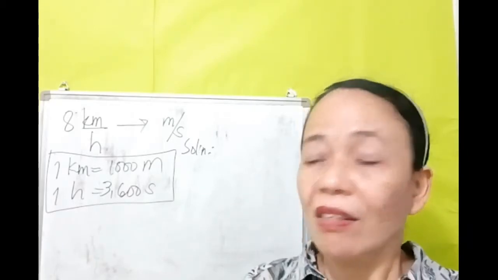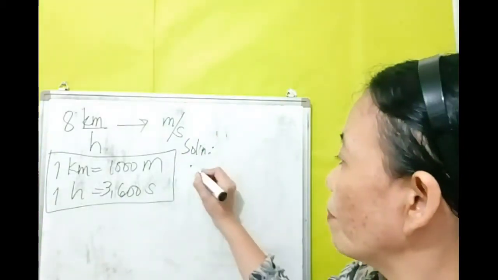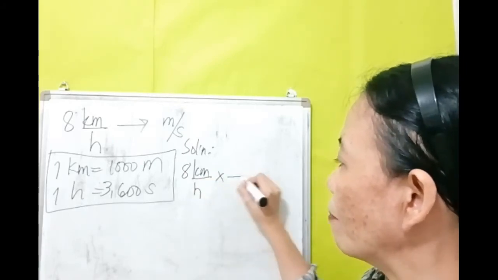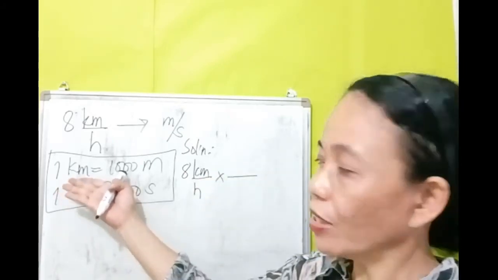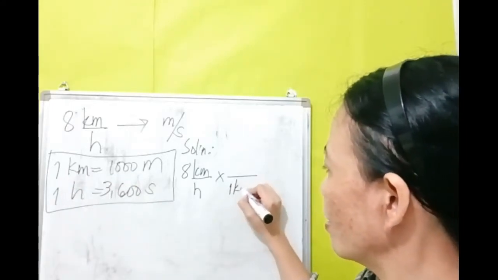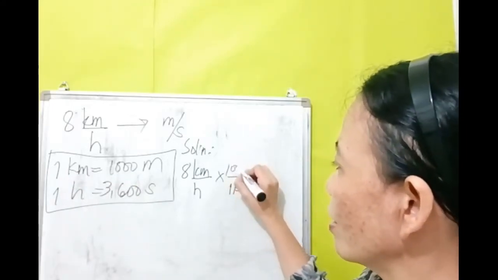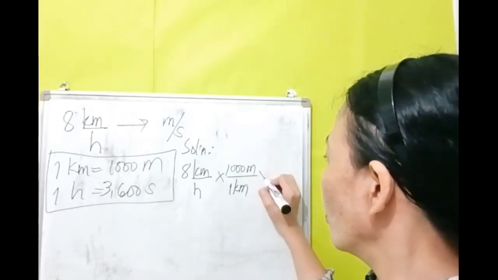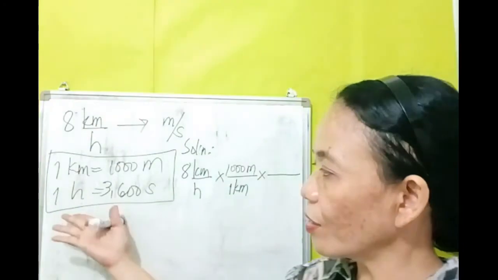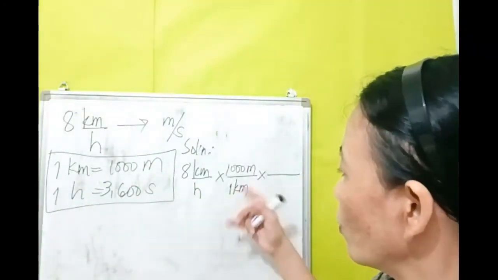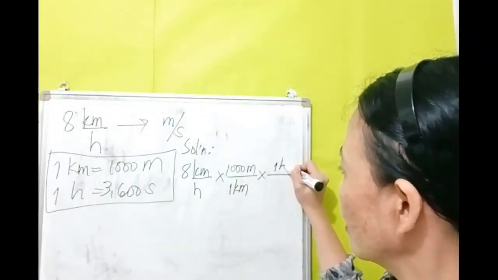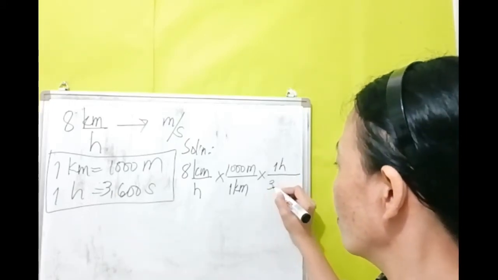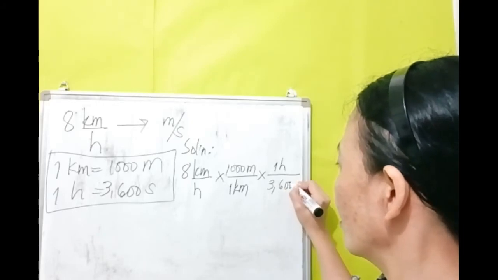So let us solve now. Copy 8 kilometers per hour multiplied by the conversion factor. Write 1 kilometer in the denominator, then 1,000 meters in the numerator. Multiplied by the other conversion factor, so 1 hour should be written in the numerator, then 3,600 should be written in the denominator.